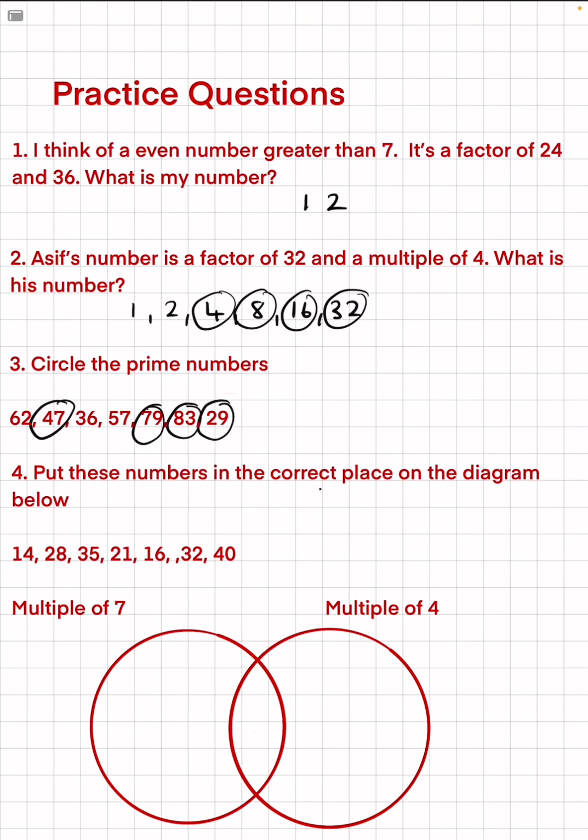Question 4 says put these numbers in the correct place on the diagram below. We've got multiple of 7 over here and multiple of 4. 14 is a multiple of 7, so we can put this in this circle. 28 is a common multiple of 7 and 4, so this number can go in the center. 35 is a multiple of 7. 21 is a multiple of 7. 16 is a multiple of 4. 32 is a multiple of 4. And 40 is a multiple of 4.